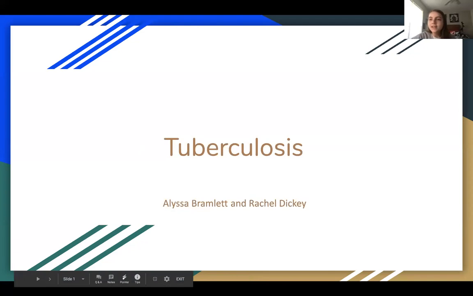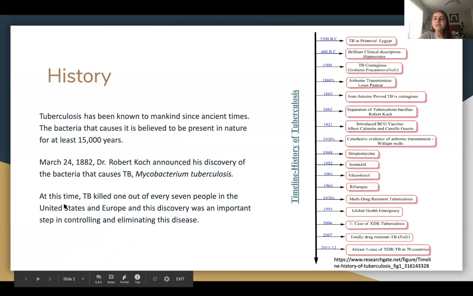Okay, so Allie and I chose tuberculosis for our disease, and it has a pretty broad history. It's been known to mankind since ancient times. The earliest dated case was in Egypt in 3700 BC, so quite a while ago. In 1500, TB was thought to be contagious, and that was proven about 300 years later in 1865. In the 1860s, it was thought to be spread by airborne transmission, and that wasn't proven until the 1930s.